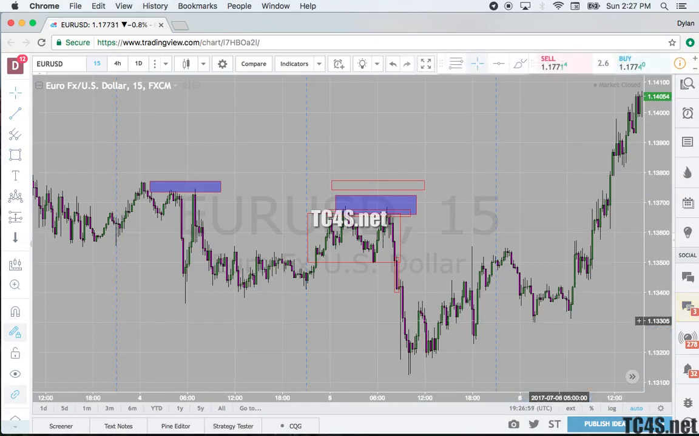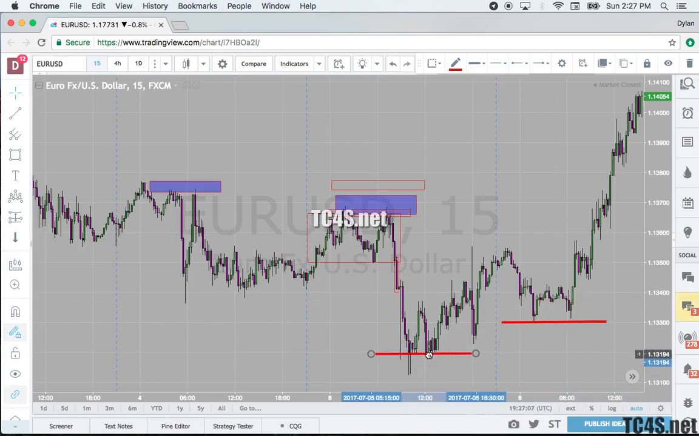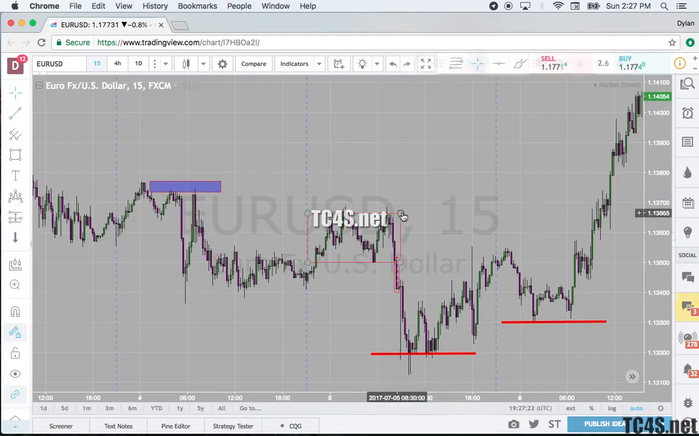You could have taken this, could have taken this W formation as well, going with the trend. Perfect example of the daily structure. Perfect, absolutely perfect playout of the daily structure in Forex.